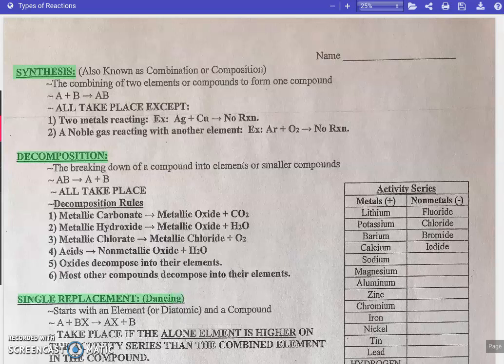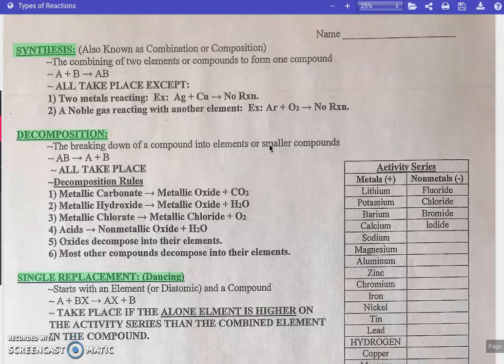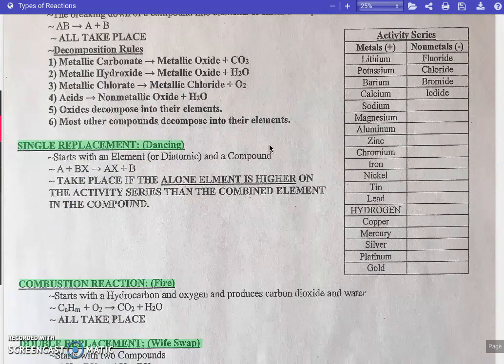Hey everyone, just want to go over the five basic types of reactions. There are some clues that you can look at when looking at a chemical reaction to determine what type of reaction it is. This is a cheat sheet that is under your toolkit, which is already uploaded to Google Classroom, so you can print it off if you want.